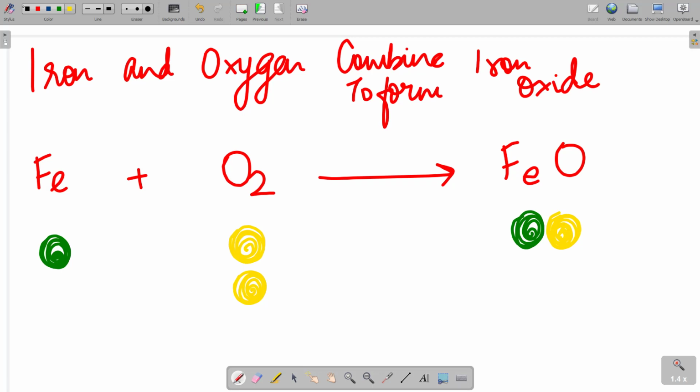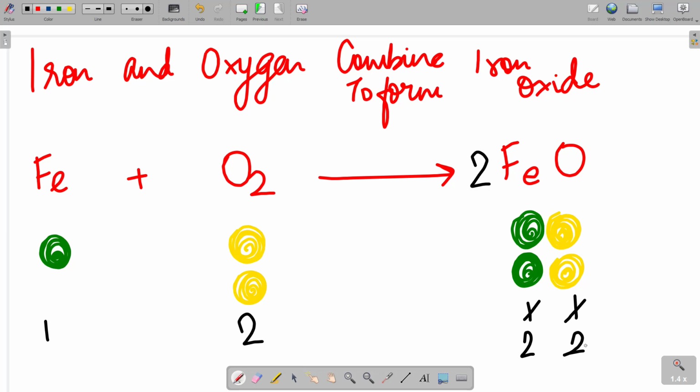Do we need to disturb our Fe here? We have 2 here, but 1 here, right? So we need to do something about the oxygen part. So let's try to bring up another molecule of iron oxide here. So now what happens? My iron becomes 2 molecules and oxygen gets balanced.